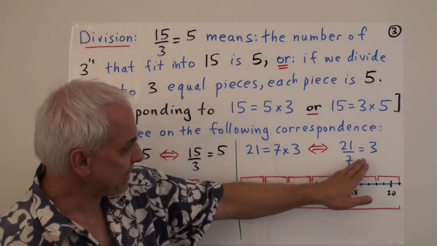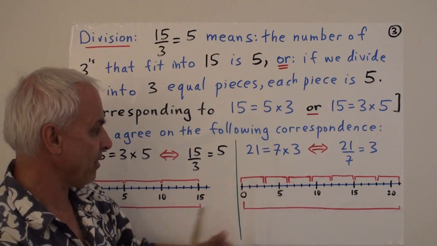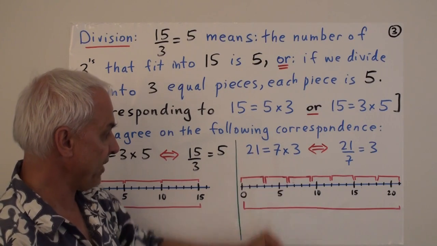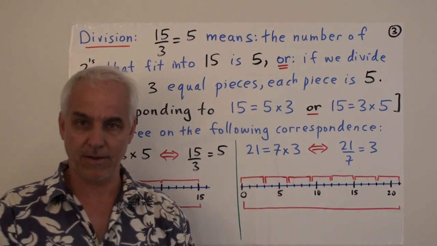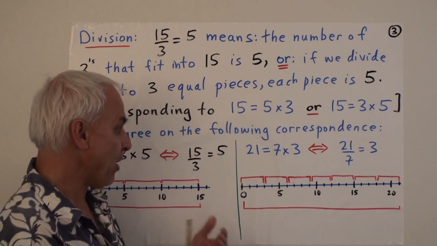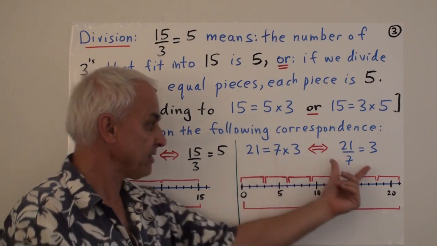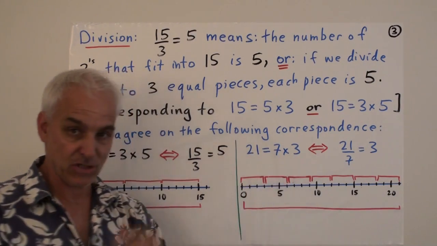So this is the inverse of this statement. The two statements are pretty well the same. 21 equals 7 times 3. In that case, 21 divided by 7 equals 3. So hopefully you can see how to go from a multiplication like this to a division, or from a division like this to a multiplication like that.